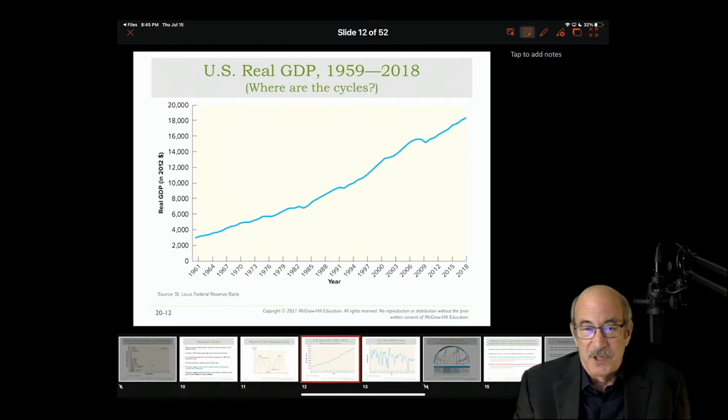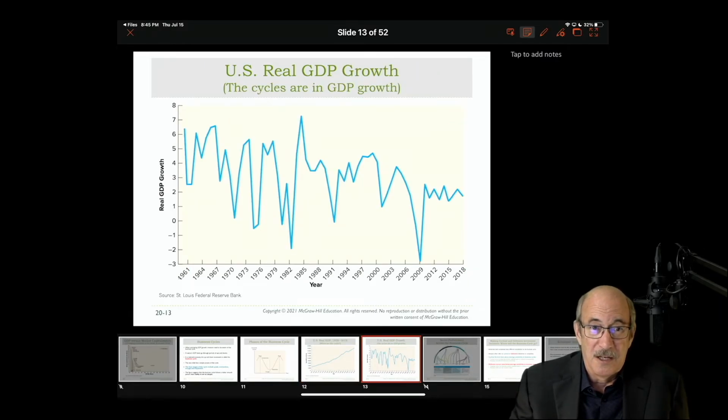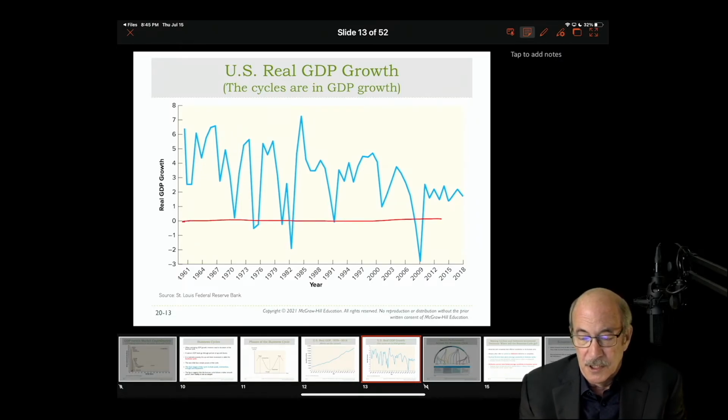So that's the business cycle, and of course that relates to real GDP. If we go back to the late 1950s all the way through 2018, it looks like it's been pretty much nothing but up. But if we look at it on a year-by-year basis, now we get a little more clear picture of what's going on here. Notice, too, that the zero line is right here.